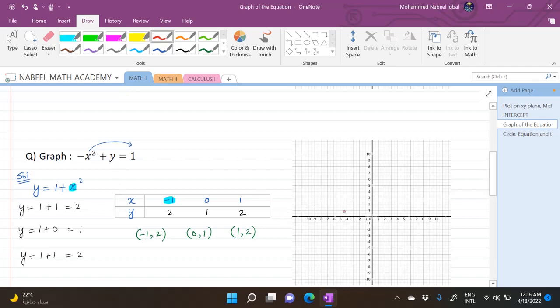Now I just plot the points here. -1 and 2 is the first one. The next one is 0, comma 1. The next is 1, comma 2: x equals 1, y equals 2. So this is like a U-shaped curve. You will find it is a U shape. So the graph looks like this.